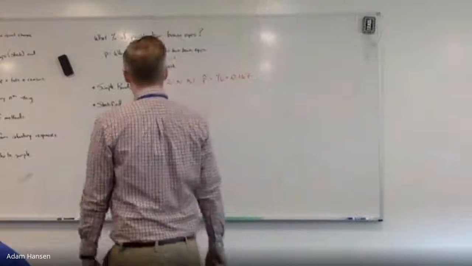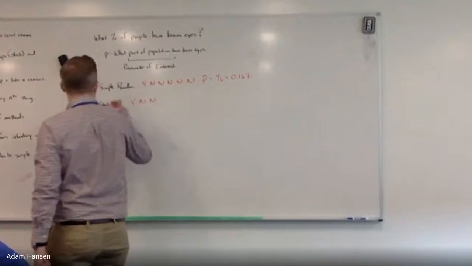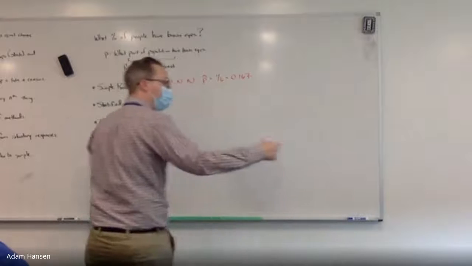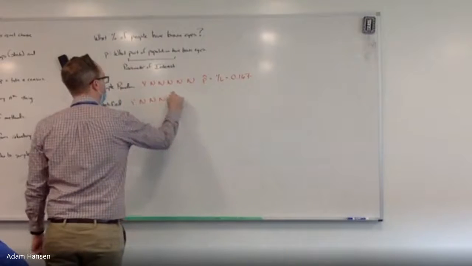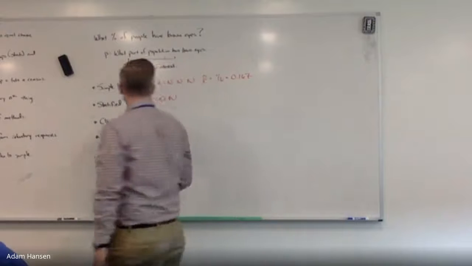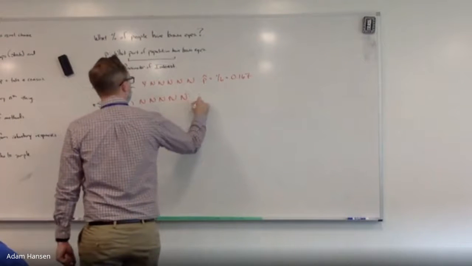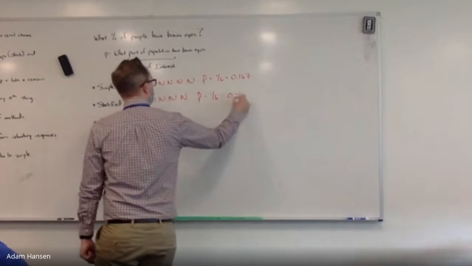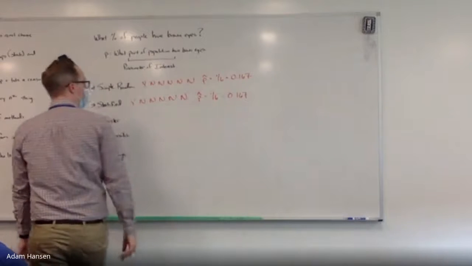Claire, yes or no? Brown eyes? No, got it. And next up would be mine. Brown eyes? No. And then who else was next? Nora, yes or no? So P hat was the same 1/6, which is 0.167. That's just kind of happenstance.